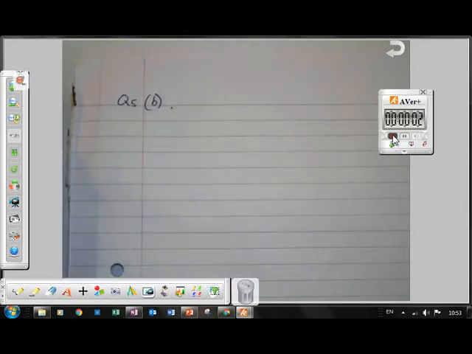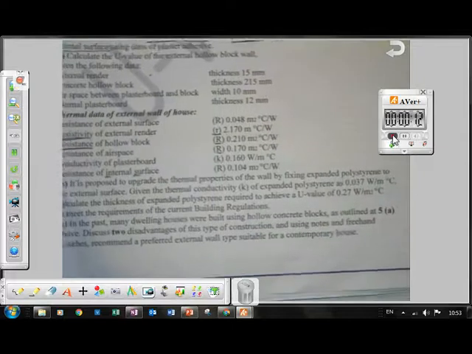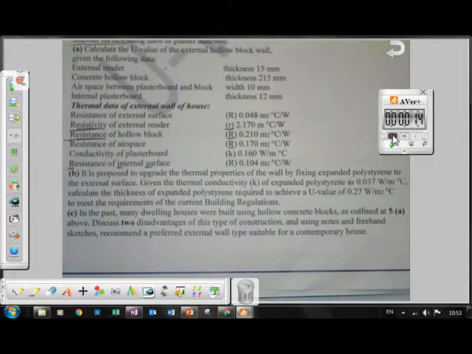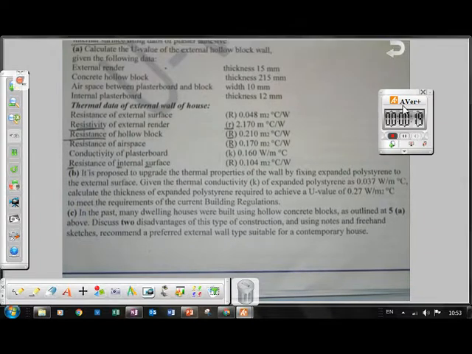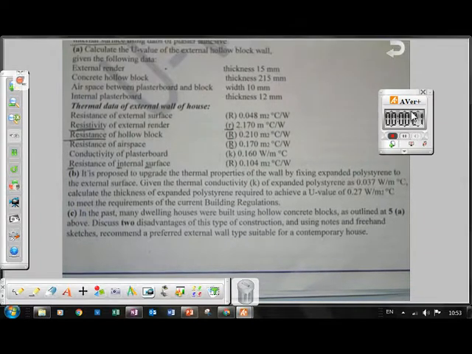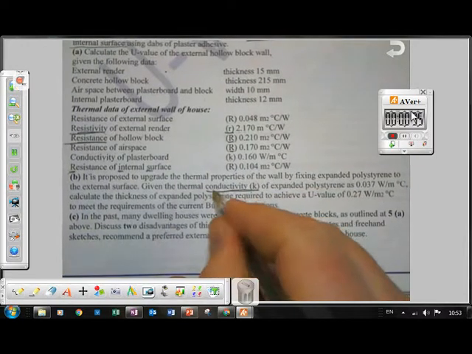Now, part B of the 2011 higher level U value question is as follows. It's quite a common question that gets asked, especially if they give you an old wall. What they'll want to know then is, how do you improve the U value? So in this question, it's proposed to upgrade the thermal properties of the wall by fitting expanded polystyrene to the external surface. You're given the conductivity of this.